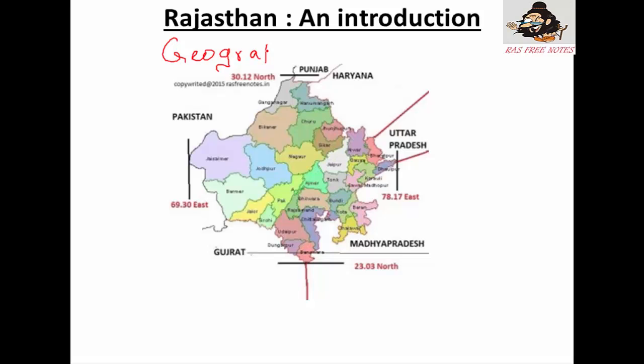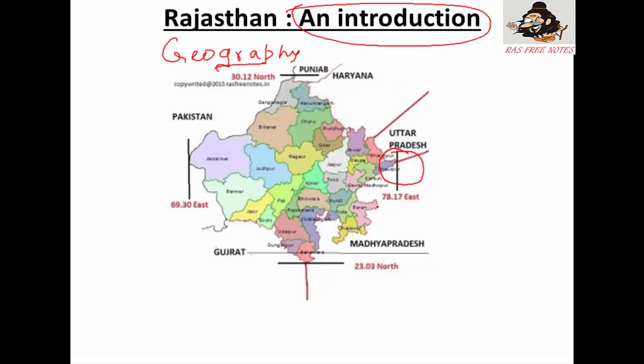Geography. So the first chapter is an introduction to Rajasthan geography. Basically, the first thing about the geography of Rajasthan is that we must be familiar with the map of Rajasthan. Here we have a map of Rajasthan with the districts. First of all, we are going to look at the eastern border.